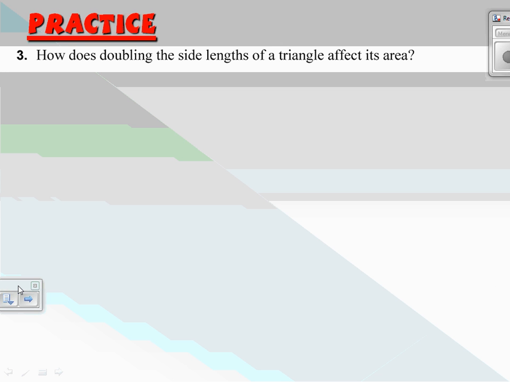How does doubling the side lengths of a triangle affect its area? We're going to do this tomorrow. Let's skip this.